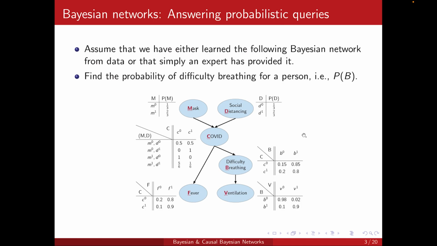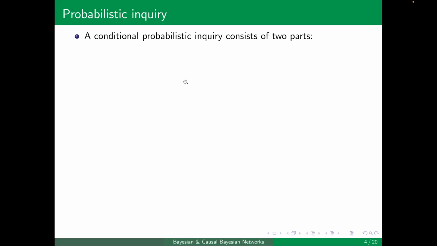And one of the things that we can do, or perhaps the most fundamental thing, is answering probabilistic inquiries. For example, here, how can we calculate the probability of difficulty breathing? Now, there can be several methods to answer this question, but we are particularly interested in a systematic way of doing things in this chapter, in this section.